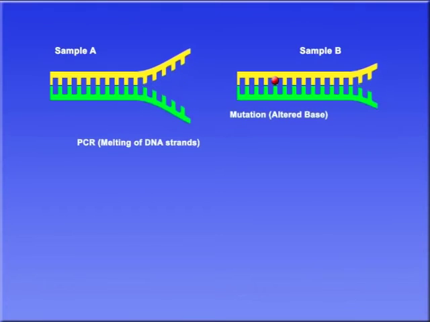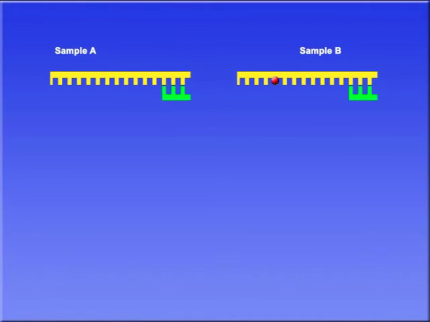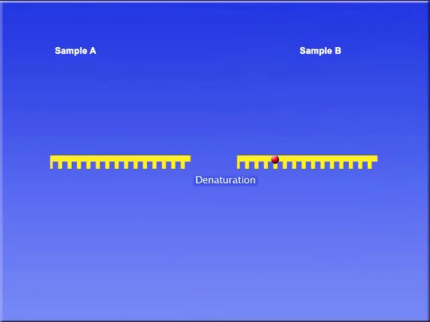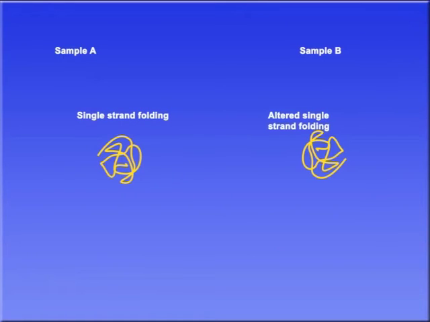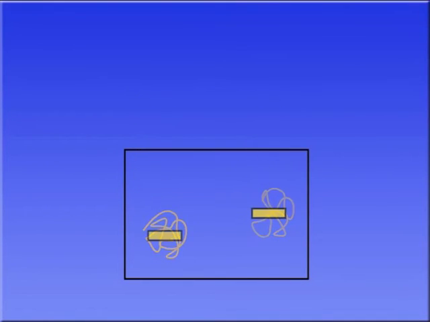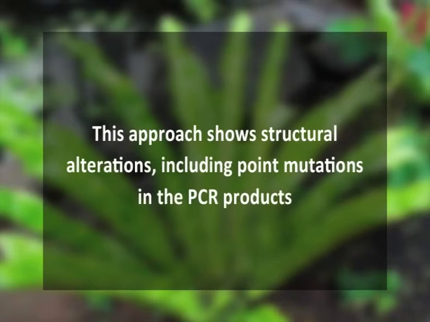In this technique, the target sequence in DNA is amplified and simultaneously labeled using radioactively labeled PCR primers or dNTPs. Subsequently, the PCR product is denatured and analyzed by electrophoresis on a non-denaturing polyacrylamide gel. Mutations are detected by altered mobility of separated strands relative to the strands of the normal wild-type PCR products. This approach shows structural alterations including point mutations in PCR products.